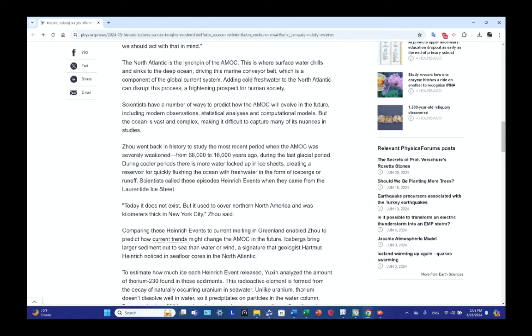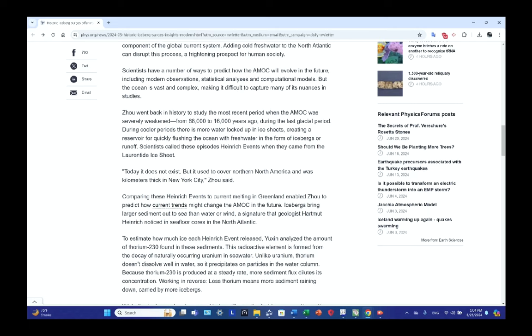The North Atlantic is the linchpin of AMOC. This is where surface water cools off, becomes dense, and sinks to deep layers. That drives the marine conveyor belt, which is part of the global current system. Adding fresh water to the North Atlantic can disrupt this process because you decrease the salinity, making the surface waters less dense. So even though it may be cold, it's considerably less salty, so it's not dense enough to sink. Whereas without the freshwater influx, it's cold and salty, and it sinks.